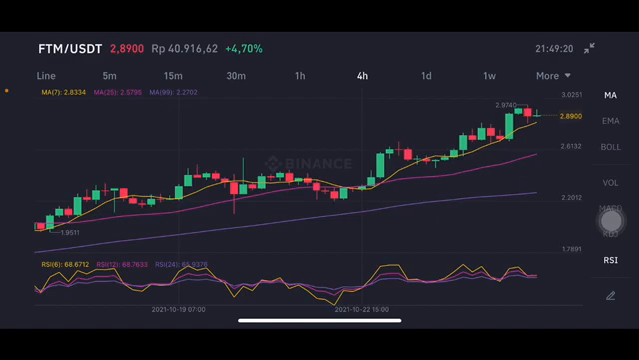I'm not a financial advisor. I'm just gonna give you some predictions using technical analysis. We're gonna start with the FTM per USDT pair.